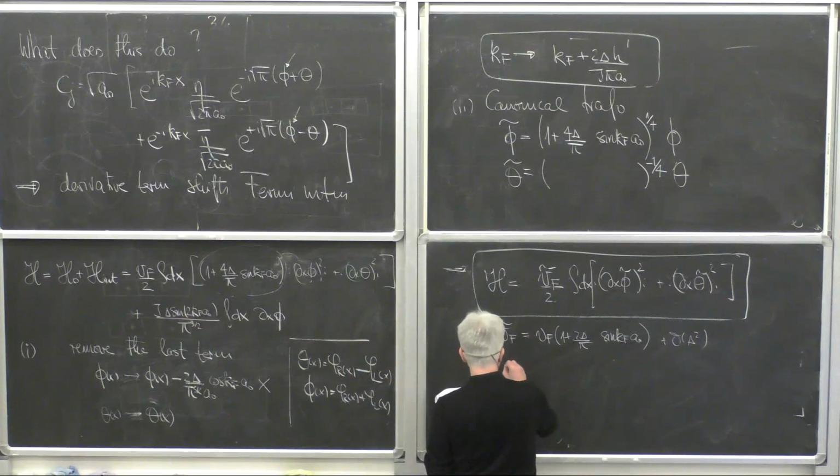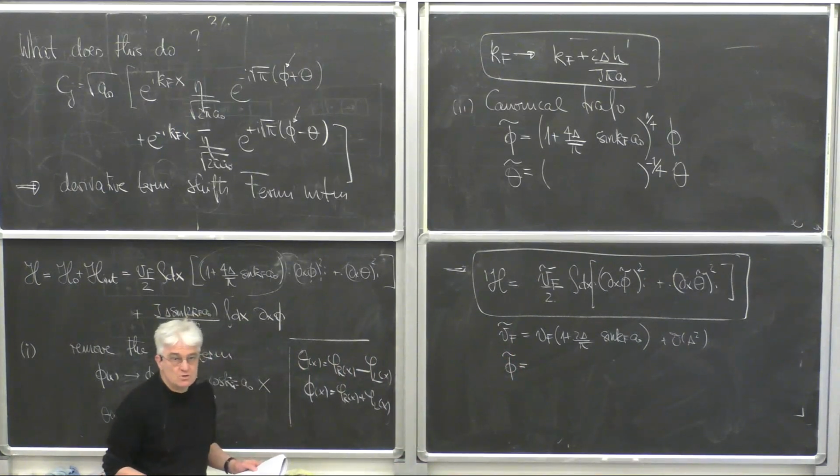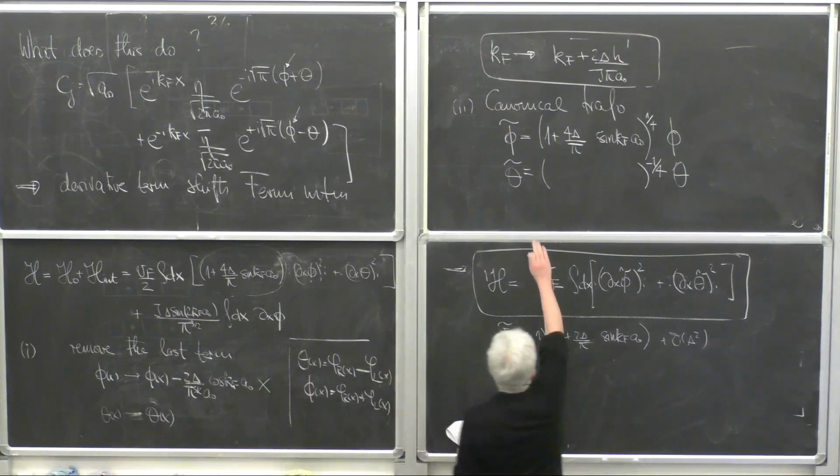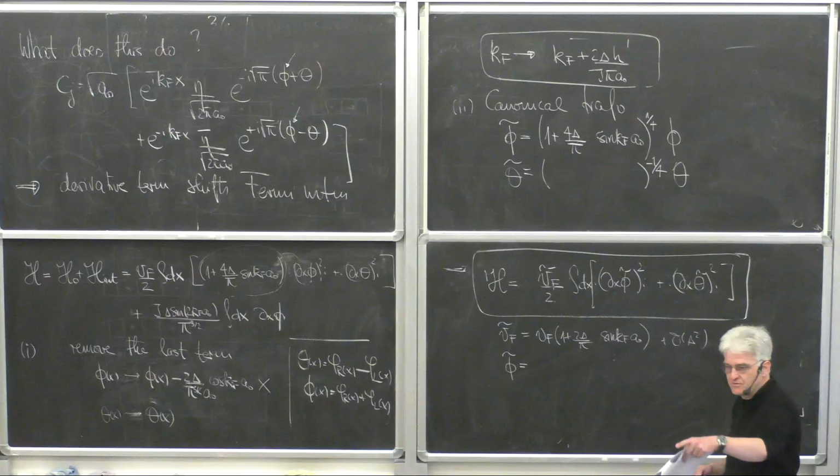And now phi tilde is a compact boson. But by doing this rescaling of the Bose field, what we have done is change the radius of this compact boson. We started with the radius being 1 over square root of 4 pi, but by rescaling this, it's no longer 1 over square root of 4 pi. That is the target space of this boson.